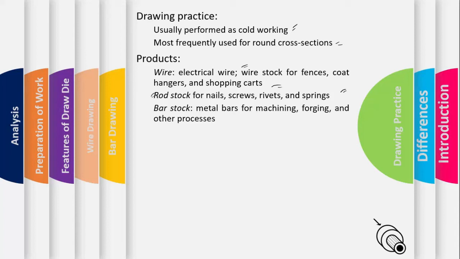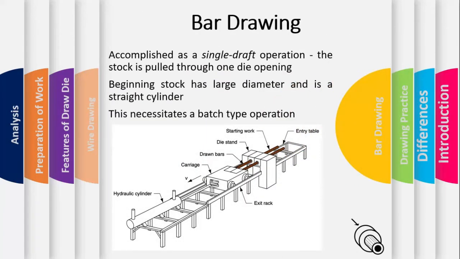So what actually is bar drawing? We will first go through the bar drawing, then we'll move towards the wire drawing. In the case of bar drawing, it is accomplished as a single draft operation. You know what the draft was? Remember, in the case of rolling, the draft was initial thickness minus final thickness. It means whatever we achieve in a single pass. That's how we used to find out the draft initially, to find out the capability of our mill.